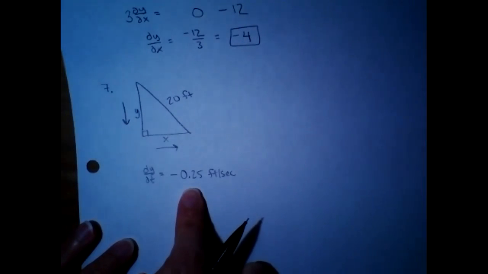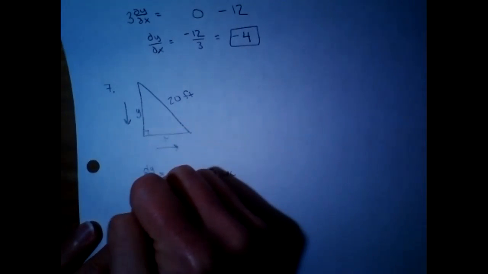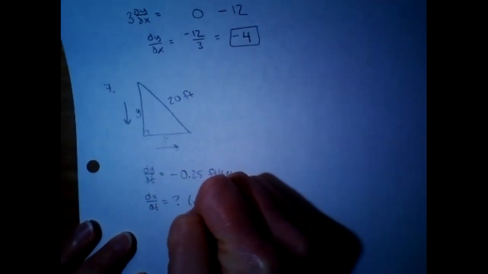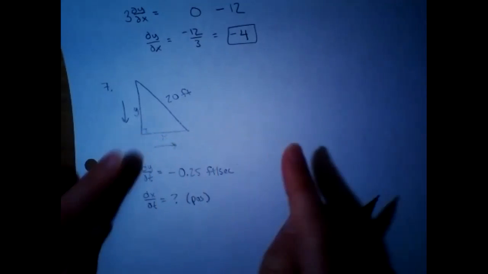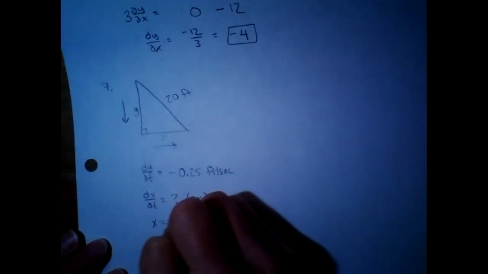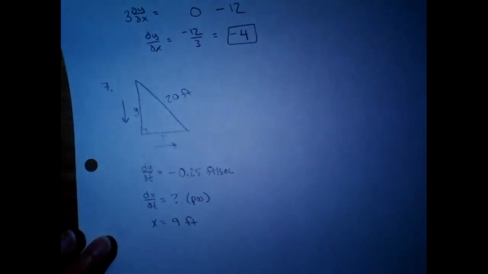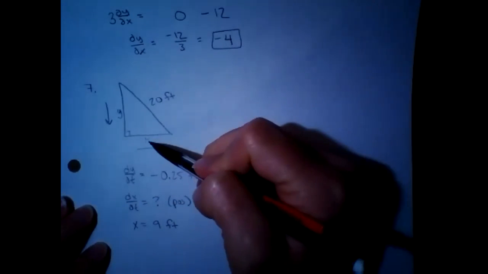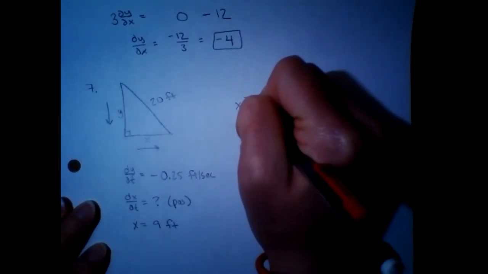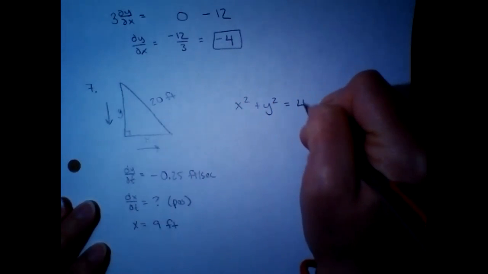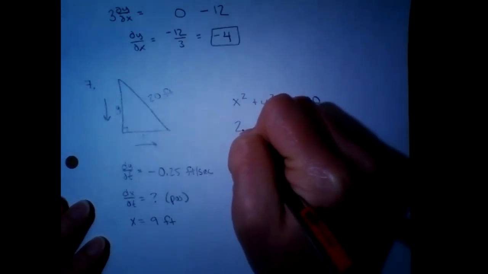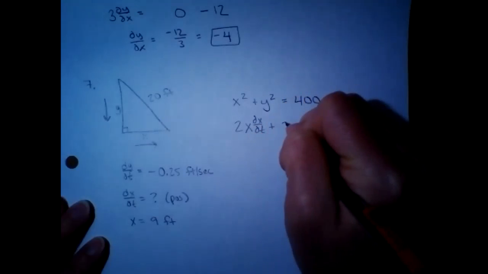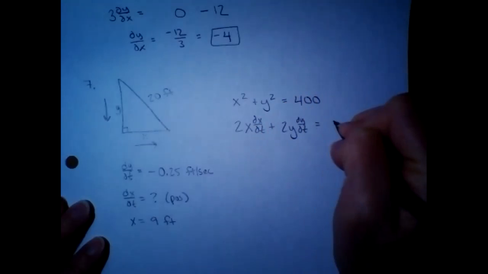And the question is, how fast is the foot of the ladder moving away from the wall? So dx/dt is our question mark. That should be positive because the base of the ladder is moving out. That distance is lengthening. And then we're going to pause at the moment when the foot of the ladder is 9 feet from the wall. So when x is 9 feet. So the relationship between the variables is going to be Pythagorean Theorem. x squared plus y squared equals 20 squared, which would be 400. And so this derivative is 2x dx/dt plus 2y dy/dt equals 0.